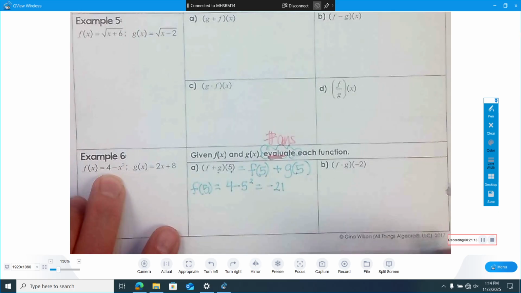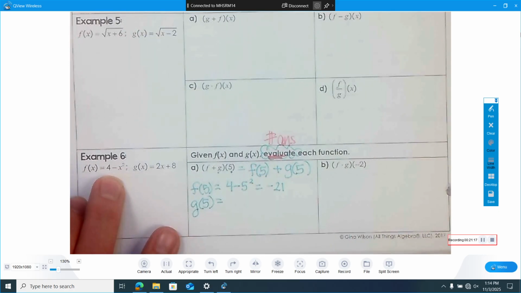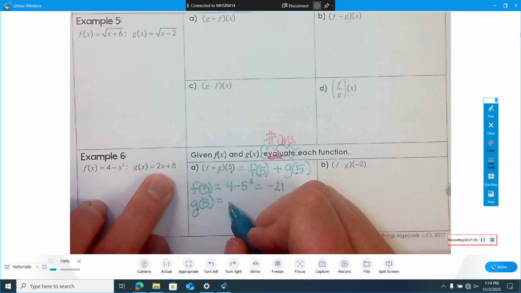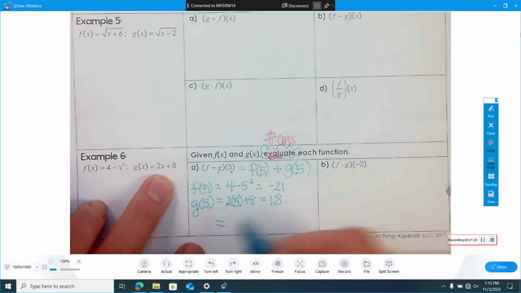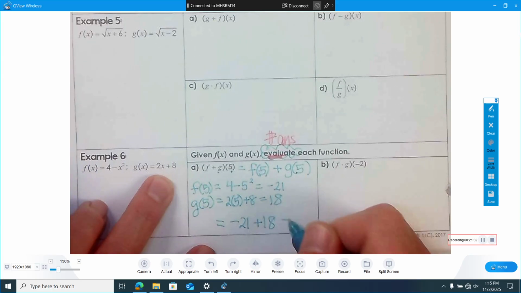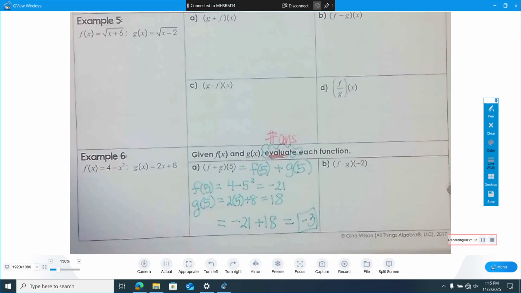Negative 21. Good. And I'm going to figure out what g evaluated at 5 is. What is g evaluated at 5? It says 2 times 5 plus 8 is 18. And so if I want to do f of 5 plus g of 5, that would be negative 21 plus 18, which is negative 3. You just plug it in, plug it in.